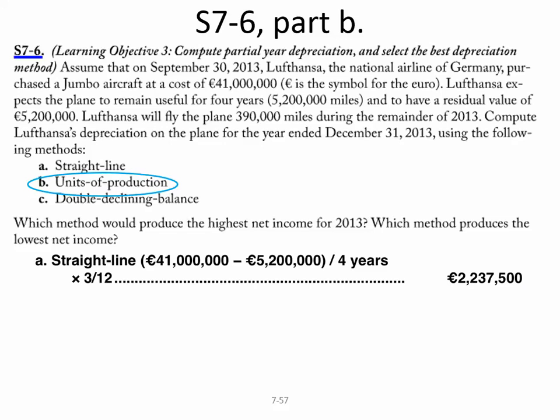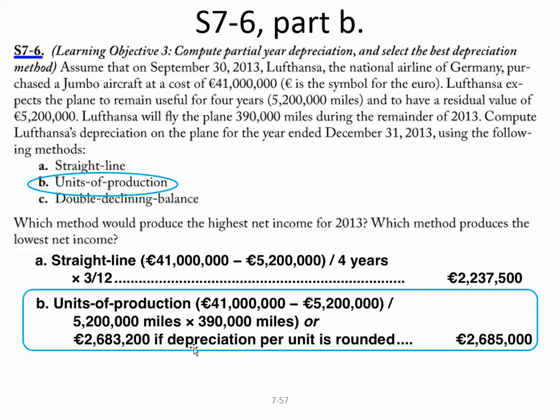Now, units of production method, what we have to do is figure out, let me just show you the calculation. Okay, so here we're going to take the 41 million cost minus the 5,200,000 residual value and divide by 5,200,000, which is the total life in miles, and then we multiply by the 390,000 miles actually flown in 2013. So it's actually in the period October through December, it was flown 390,000 miles. So that'll give us 2,685,000.